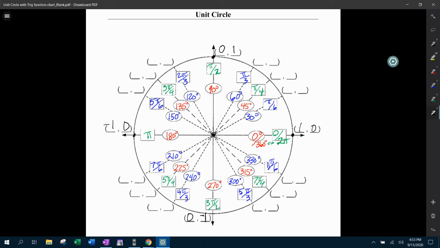Again, because the radius of the unit circle is 1. And if you go from the origin to the left, you get a -x. If you go down, you get a -y.